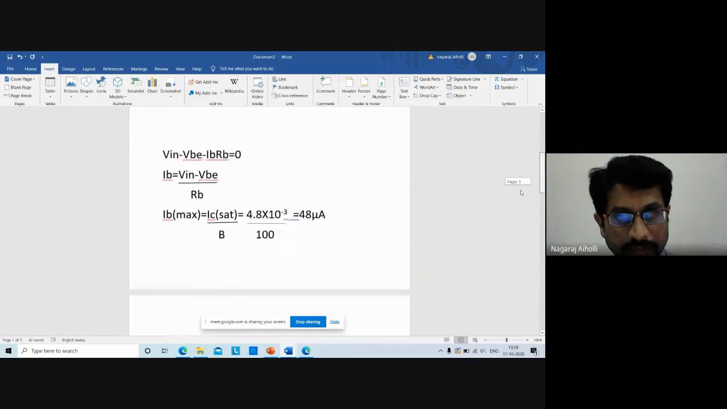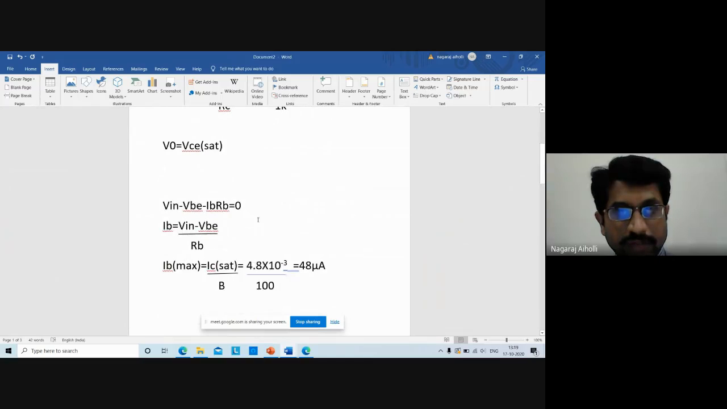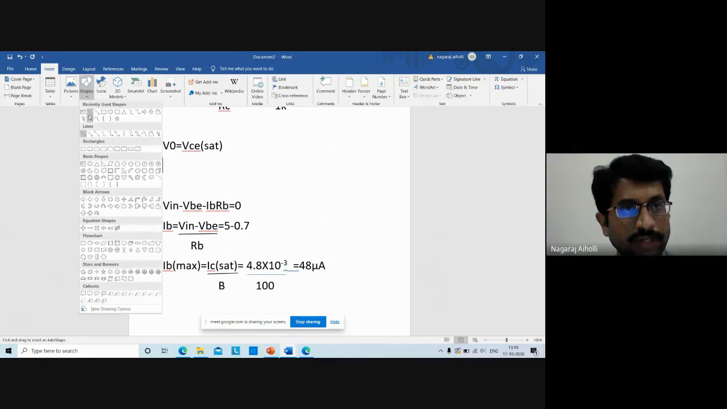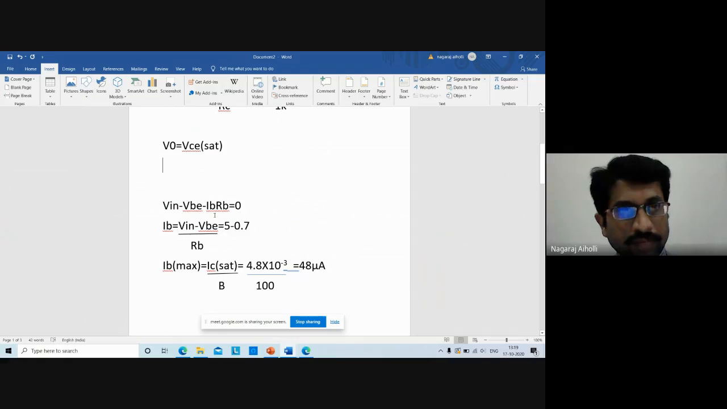Here it is. IB is equal to V in minus VB by RB. So substitute all the values. 5 minus 0.7 volts, divided by RB. Substitute the values and see how much you get. 5 minus 0.7 by RB.